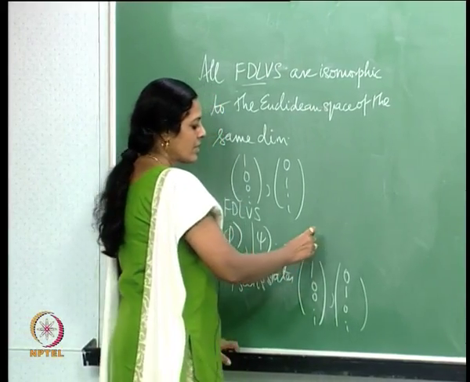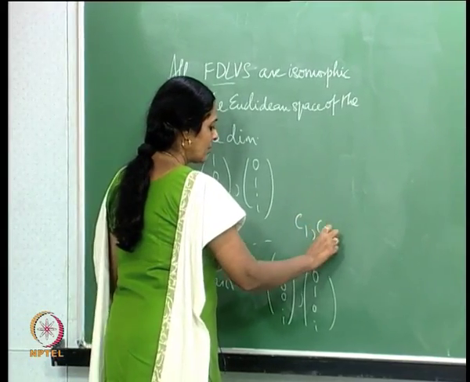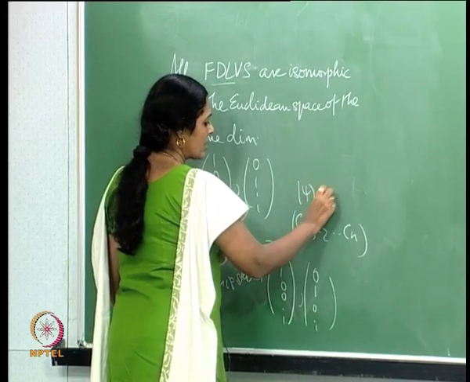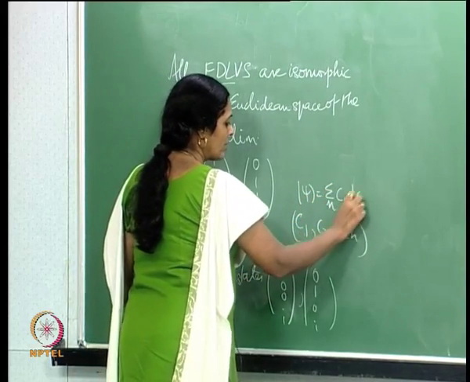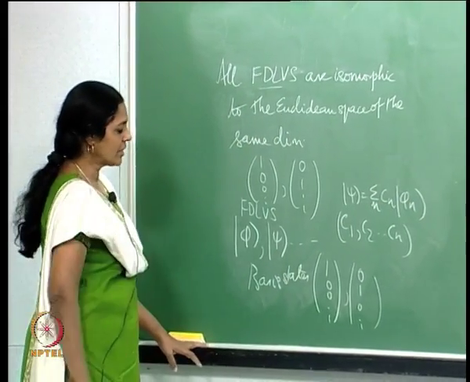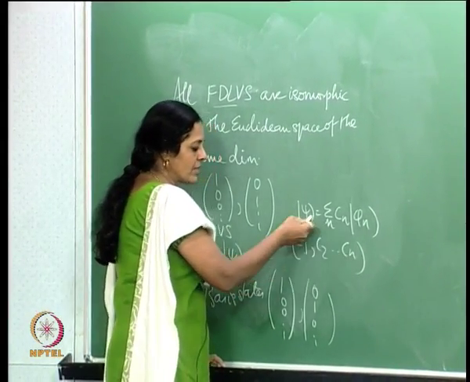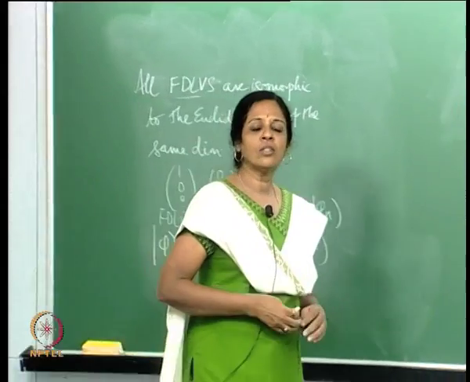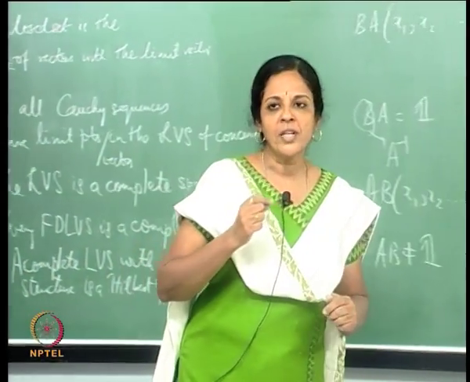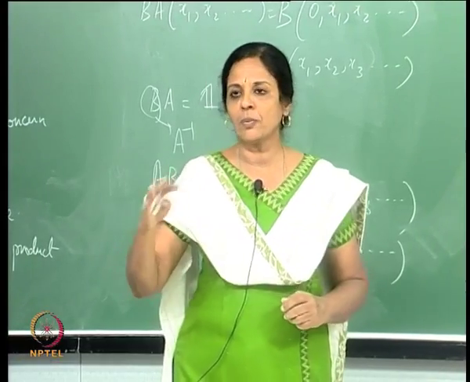And any state can be expanded as a sequence Cn, where the state itself is written as summation over n Cn phi n, where phi n are the basis states of that linear vector space. Knowledge of C1, C2, and so on till Cn has all knowledge about the state psi, and understanding the state psi would amount to measuring mod C1 squared, mod C2 squared, mod C3 squared, which are the probabilities.